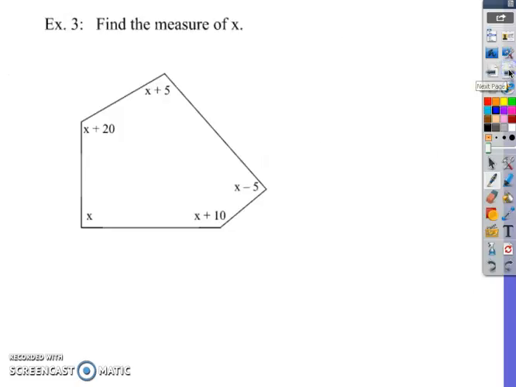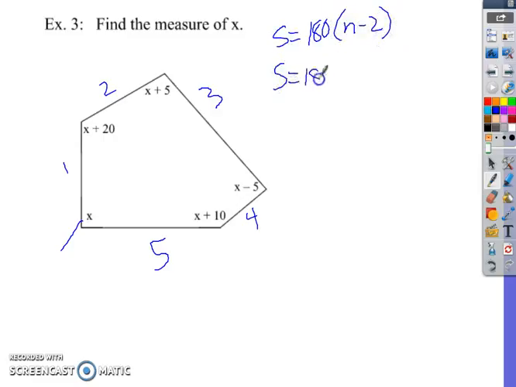All right, we're going to skip that. Okay, now let's find the measure of x. How many sides do we have here? I'm going to start here. We have 1, 2, 3, 4, 5 sides, right? So the first thing that we want to do is figure out the total measure of angles in this thing. So S equals 180 times n minus 2. What is n? Yes, in this case, n is 5. 5 minus 2 is, of course, 3. And 3 times 180 is 540.